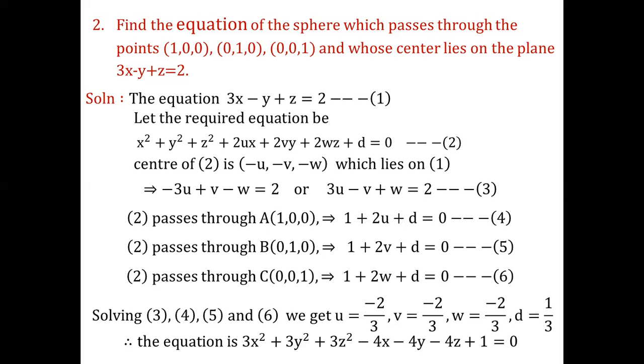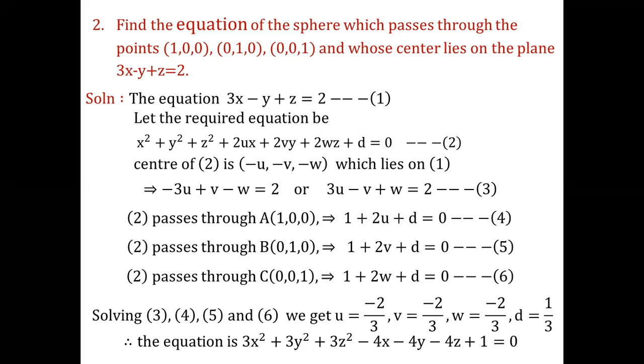Similarly, equation 2 also passes through the point (0, 1, 0). Again, substitute the values of x, y, z as 0, 1, 0 in equation 2. So, equation 2 turns out to be 1 plus 2v plus d equal to 0. Call it equation 5. Again, the sphere passes through one more point (0, 0, 1). Substituting x, y, z as 0, 0, 1 in equation 2, you get 1 plus 2w plus d equal to 0. Call it equation 6.